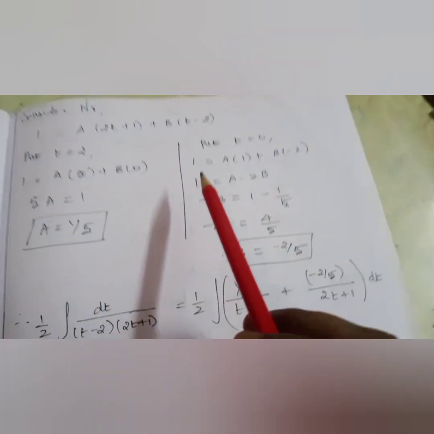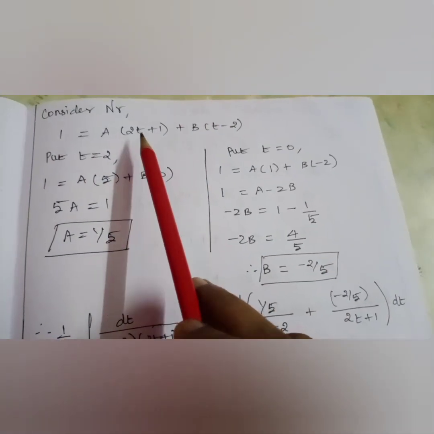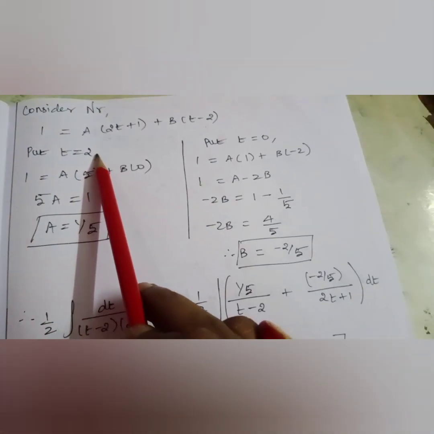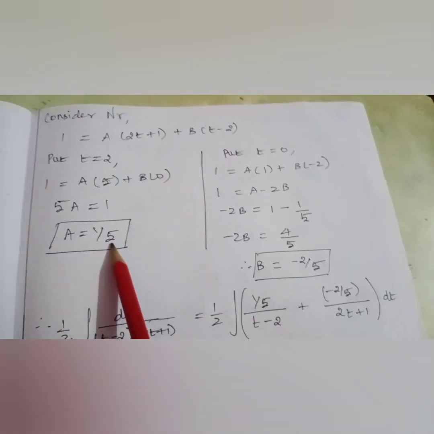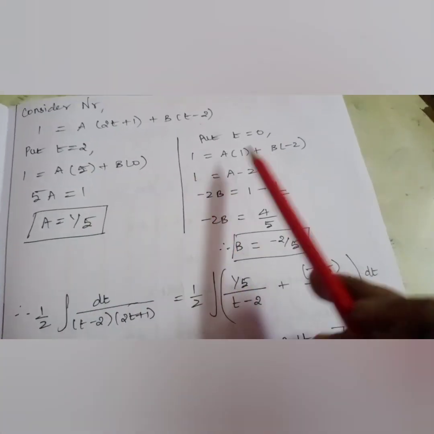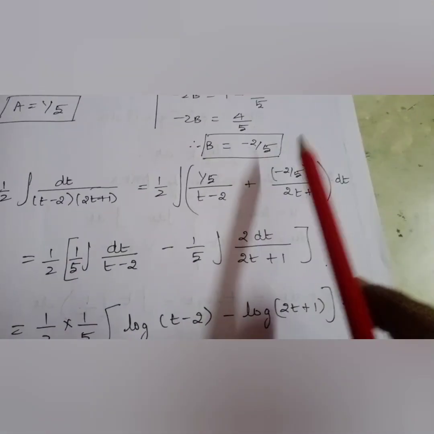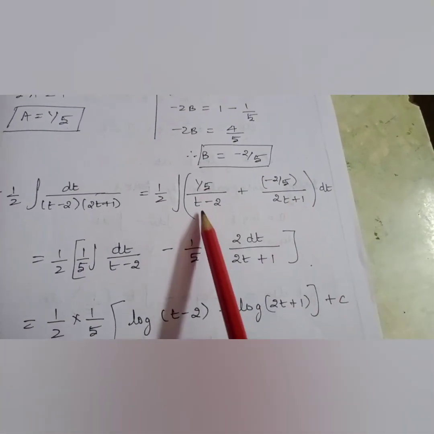Now I have to eliminate B to get the value of A, or I will eliminate A to get the value of B. So first I am substituting t as 2. When I substitute t as 2, B has become 0 and I have got A as 1 by 5. And when I substitute t as 0, I get the value of B. Now I will substitute both the values of A and B in the given question. Now I will integrate easily.